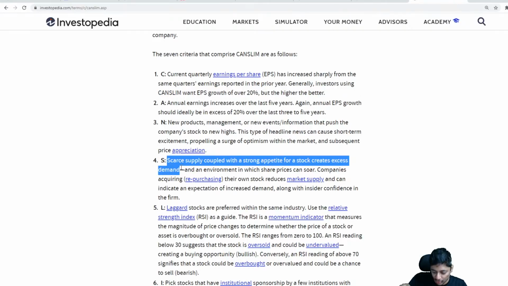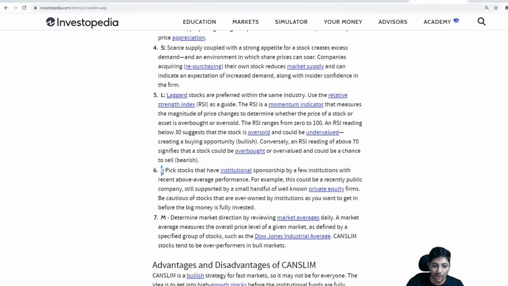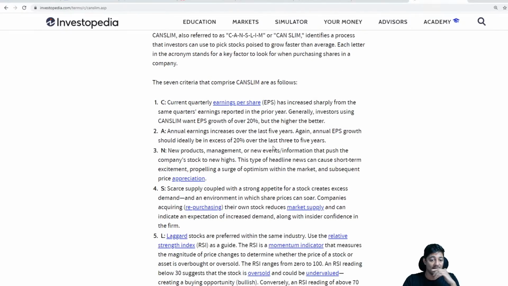So the supply should be less, but the demand should be more in a particular stock. L talks about laggard stocks which are preferred within the same industry. They use RSI. Laggard basically means that something that is very slow either might be overbought or oversold. When it is in that range, obviously it will go up eventually after that. I talks about at least some institutional player would have invested in that, either private equity firms or big mutual funds. And M talks about the market direction by reviewing the market averages daily. Now just imagine this CANSLIM model that you've just heard about is so strong.